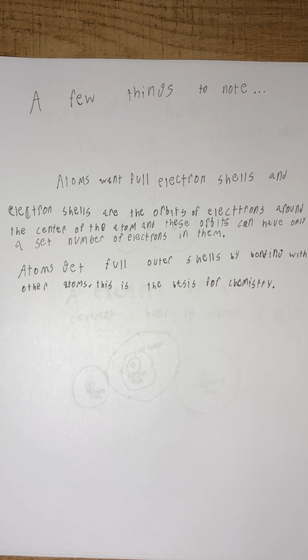Atoms want full electron shells, and electron shells are the orbits of electrons around the center of the atom. These orbits can have only a set number of electrons in them, and atoms get full outer shells by bonding with other atoms, and that is the basis for chemistry.